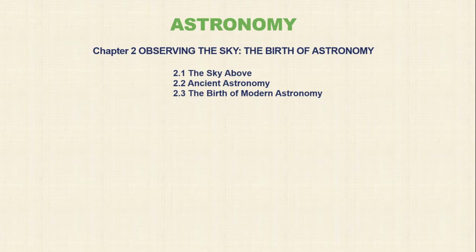Okay, this is Astronomy 1, Chapter 2, Observing the Sky, the Birth of Astronomy. This chapter will focus on three things: the sky above, still quite general, we won't be very specific; the ancient astronomy, some of it; and a bridge that joins ancient astronomy to the modern astronomy.